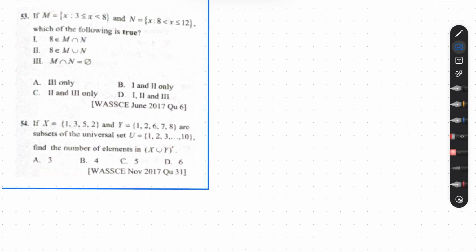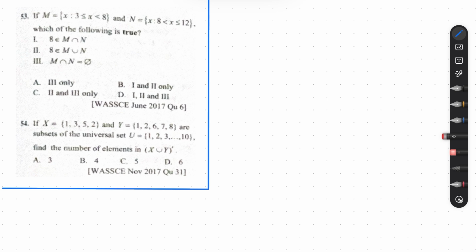Cool. So the question says, if M is equal to this set and N is equal to this set, then which of these is true? So now let's write down the elements of this set, M and also N. M says X is such that 3 is less than or equal to X less than 8. What this means is from 3 to 8, with 3 inclusive and 8 non-inclusive, because here we have less than or equal to, and here we have less than. So this is inclusive and this is non-inclusive.